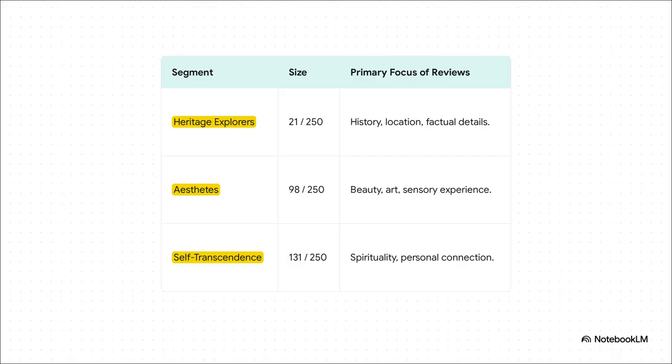And the results are just fascinating. By analyzing what people chose to write about on their own, the researchers found three totally distinct types of tourists. You had the heritage explorers, who were all about the facts, then the aesthetes, who focused on beauty and art, and the biggest group, the self-transcendence seekers, who were there for spiritual connection. And that's the magic of it, right? These are the kind of nuanced, authentic insights you'd probably never find if you just used a pre-written survey.